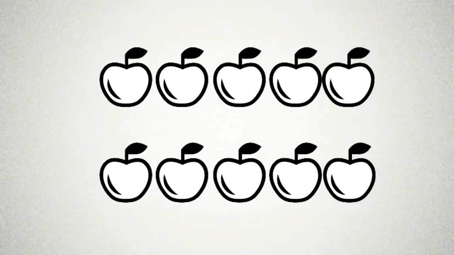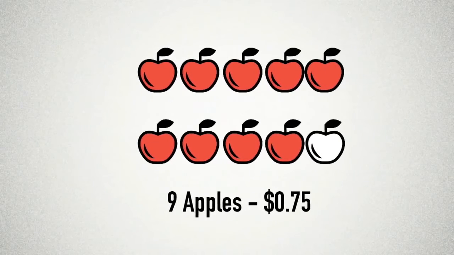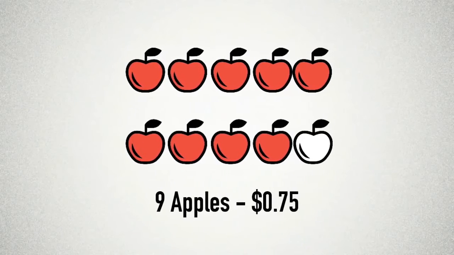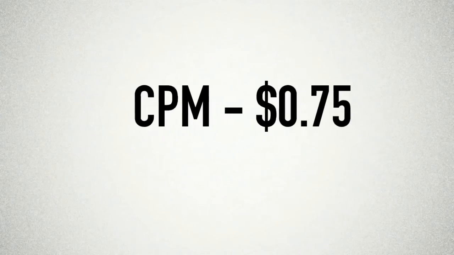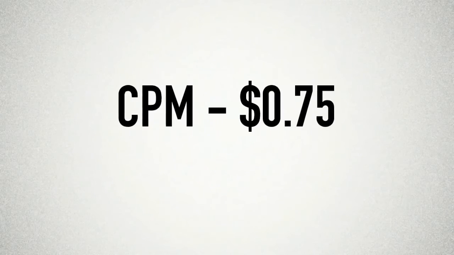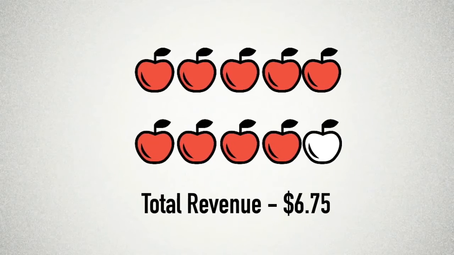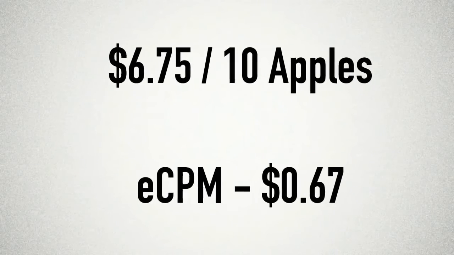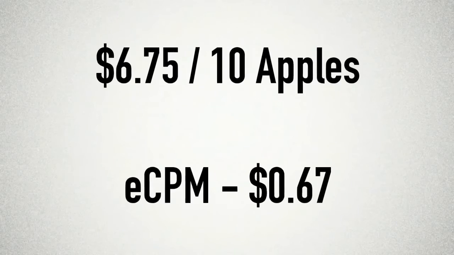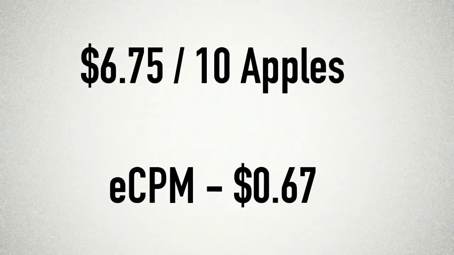Now let's explore a different scenario with these same 10 apples. In this scenario, one buyer comes up and is willing to buy 9 of your 10 apples at 75 cents an apple. So our CPM for those 9 apples is just 75 cents, which gives you a total revenue for your 10 apples of $6.75. So now we take our $6.75 and divide it across our 10 apples we had to sell. Our eCPM for this scenario is 67 cents.